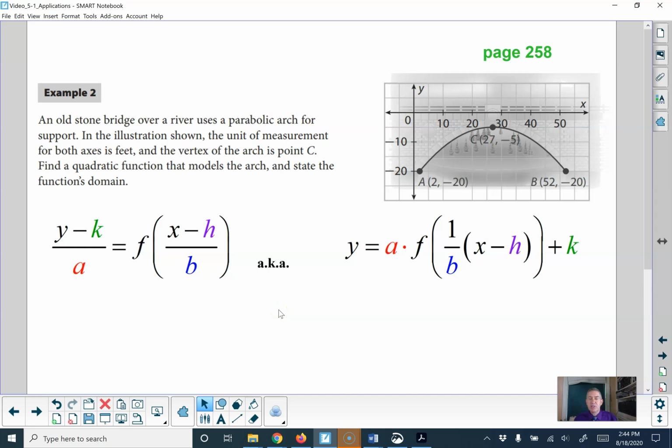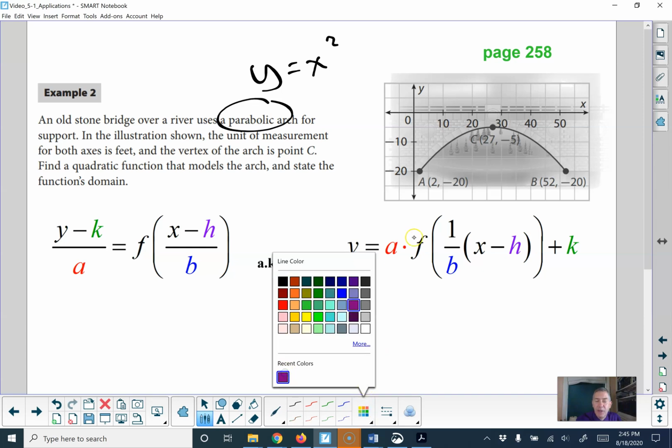We're looking at these transformations, and the first thing you say is, oh, this is parabolic. Parabola says to me that I'm going to use y equals x squared as the parent function. Good. So x squared is the parent function. It's a parabola. And so where is the vertex? The vertex is here. And that point C is 27, negative 5.